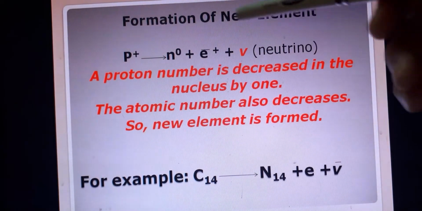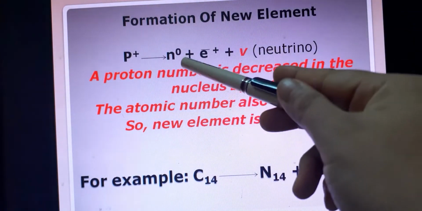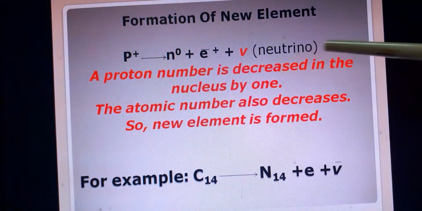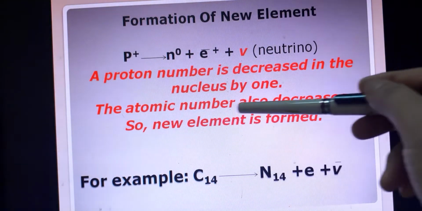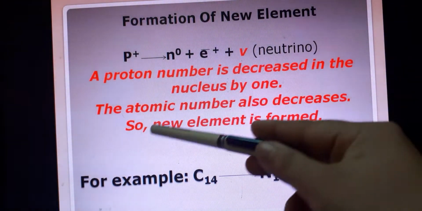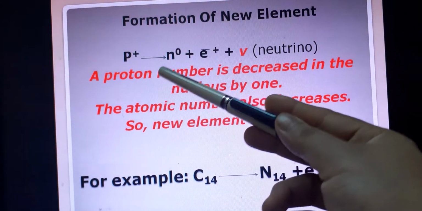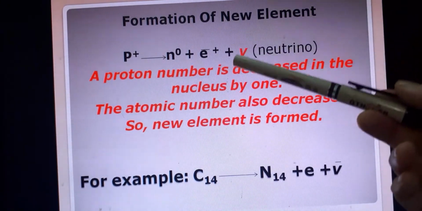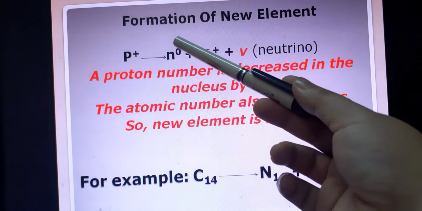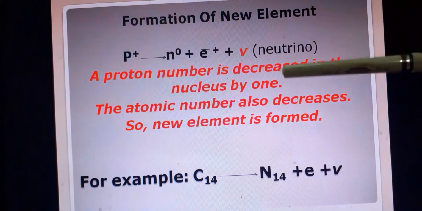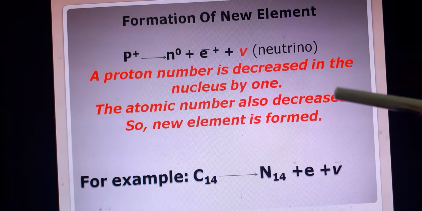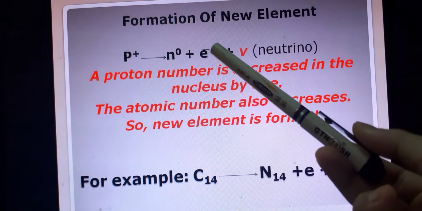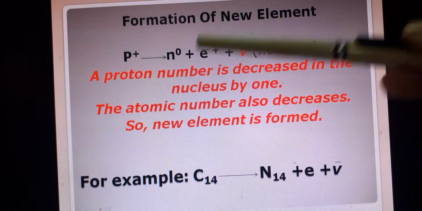Formation of new element. Another example, proton is converting into neutron and neutrino particle. A proton is decreased in the nucleus one by one and the atomic number also decreases and new element is formed. That means proton number is decreasing. That means atomic number is decreasing, but the nucleon number is same because proton is converting into neutron. So this is a very important line to remember, that nucleon number is same but the atomic number decreases and increases.